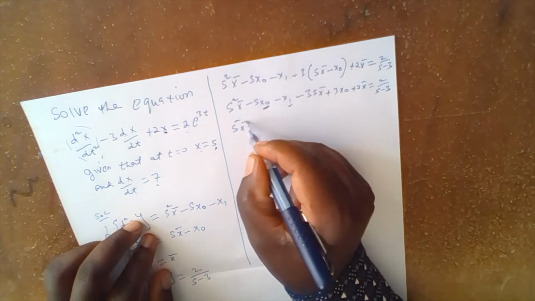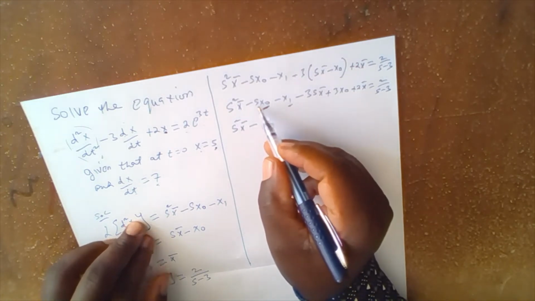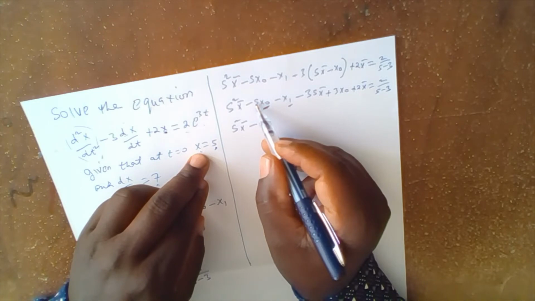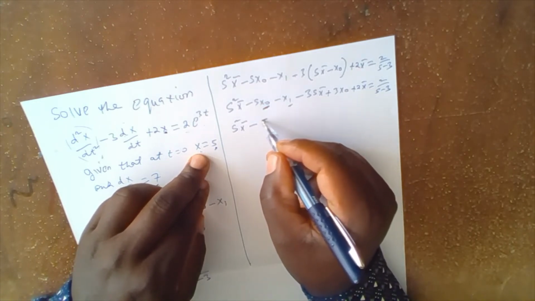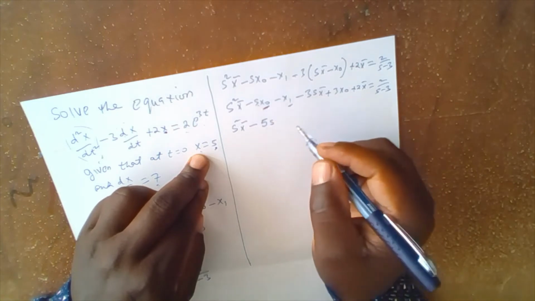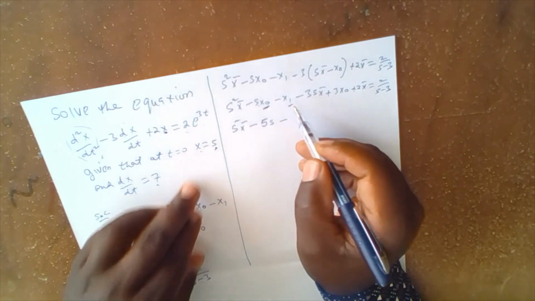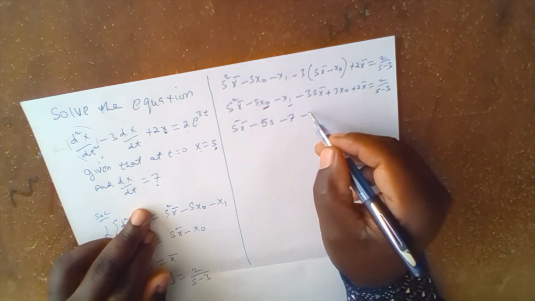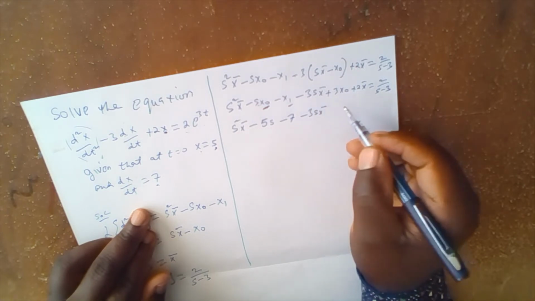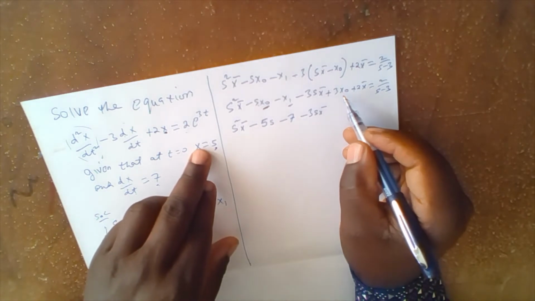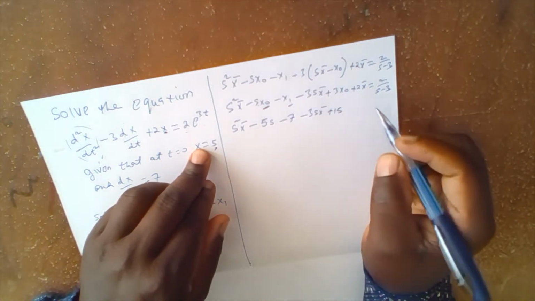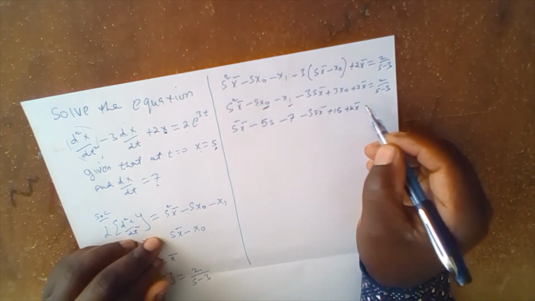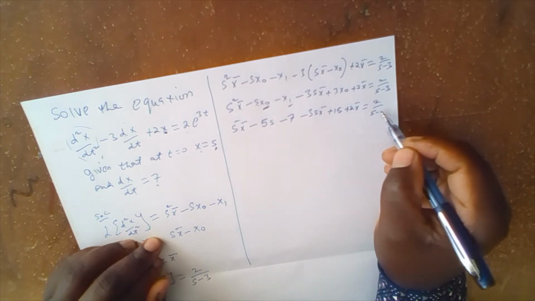s² x bar minus s x naught, where x naught is 5, so here we remain with 5s, minus x1, which is 7, then minus 3s x bar, then x naught is 5, so this will be plus 15, then plus 2x bar equals 2 all over s minus 3.